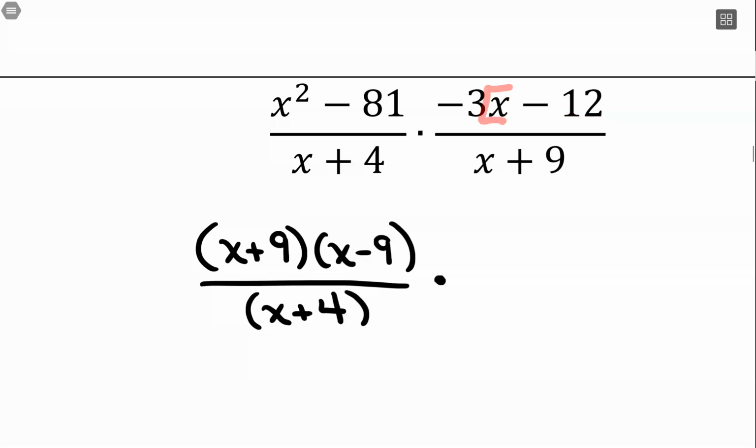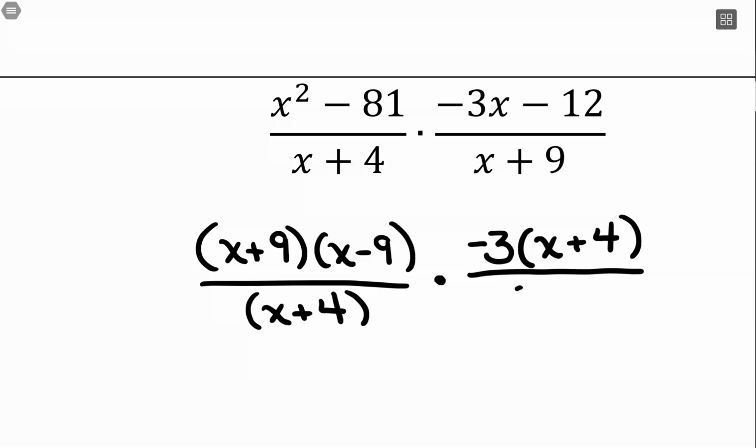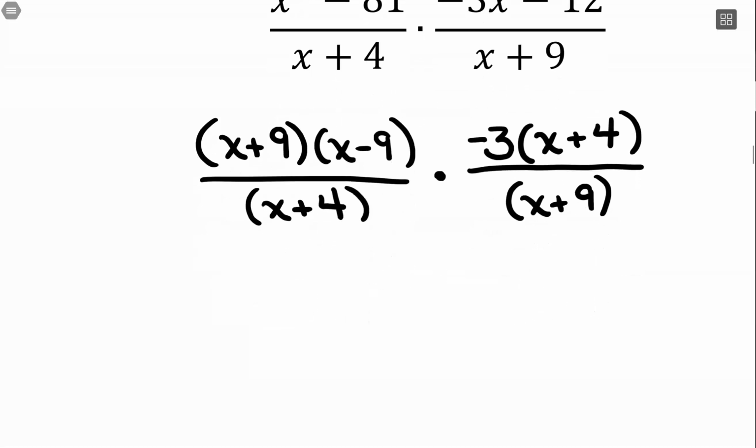Also, when x has a numerical coefficient that's negative, it's good to take out a negative common factor. So what I'm going to do is factor out negative 3 from the numerator there, which would leave us with a positive x and a positive 4. All over x plus 9, which I'll put in parentheses. So again, you can multiply it all out at this stage, or you can look for pieces that will cancel. It just has to go numerator to denominator.